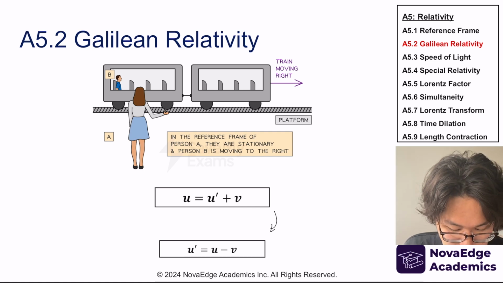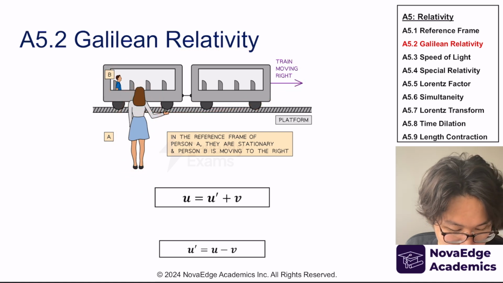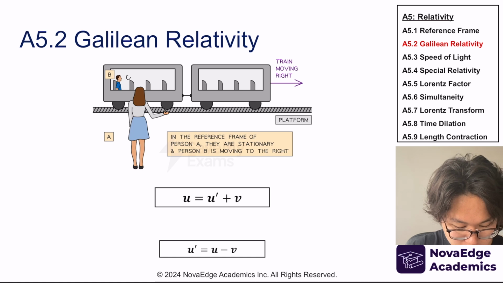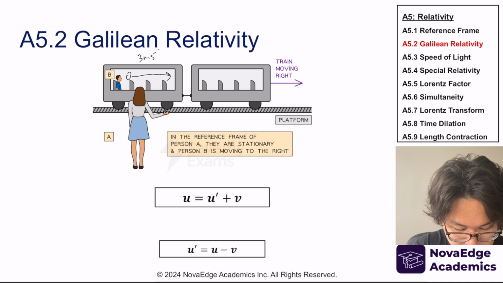Okay, so let me give you a quick example. Suppose the train is moving to the right. Of course, there's a woman on the platform. Now, suppose I roll the ball at 3 meters per second, and the train is going at 10 meters per second.